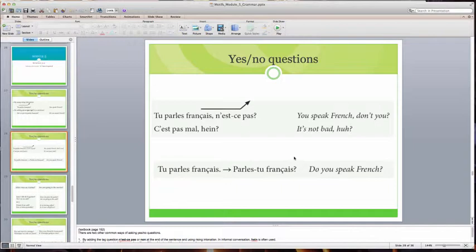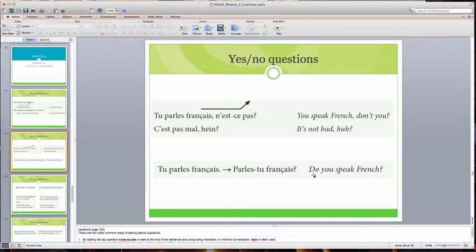The next thing we can do is new. We can take our normal sentence, tu parles français, and we can invert or switch the subject and the verb by putting them backwards. Parles-tu français? And what we're doing here is we're inverting the subject and the verb. And when we do that, it makes it into a question.